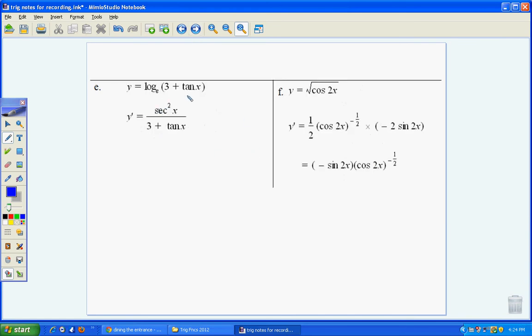Log of a function, the derivative of a log function is the derivative of the function, so 3 plus tan x derives as sec squared x, over the function itself. So we can leave it in that form.